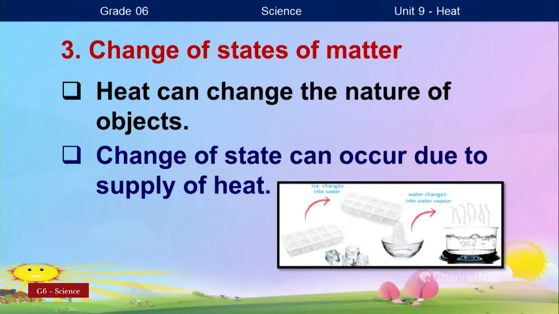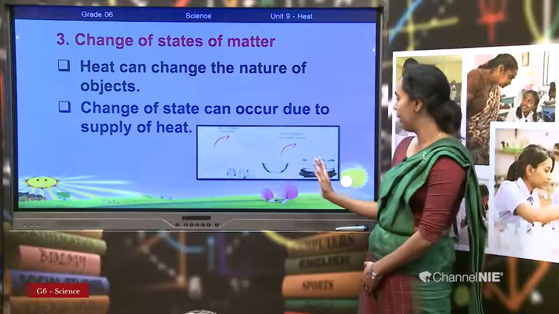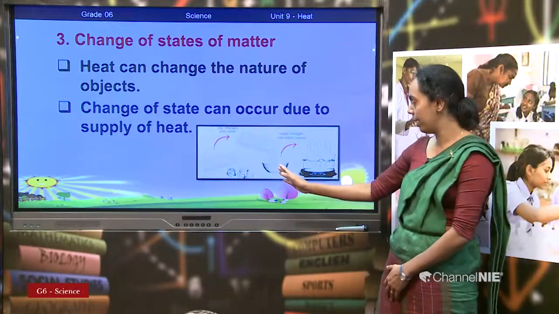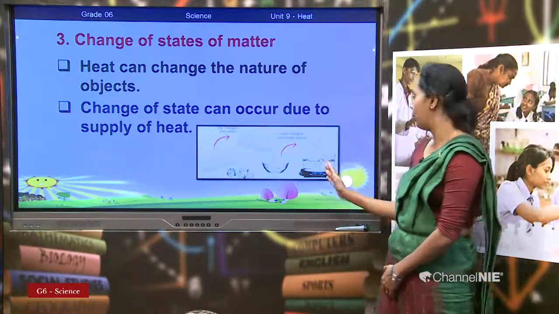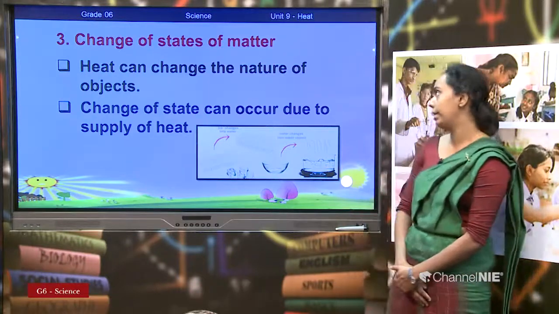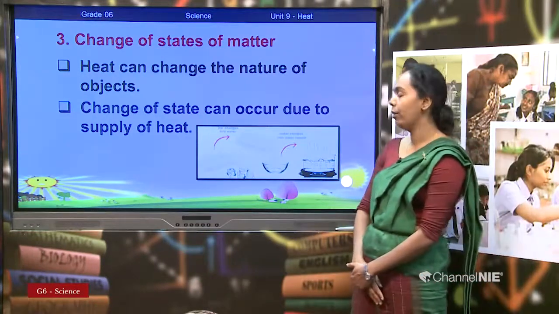Now I would like to explain to you, when the ice is absorbing the heat, it becomes water. When the water is absorbing heat, it becomes water vapor. Here you know ice is the solid state of water, water is the liquid state of water and water vapor is the gas state of water. Here it absorbs the heat, solid state changes into the liquid state, changes into the gas state. Then you can see due to the heat, change of states of matter can occur.